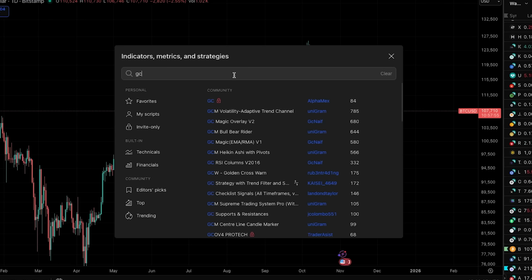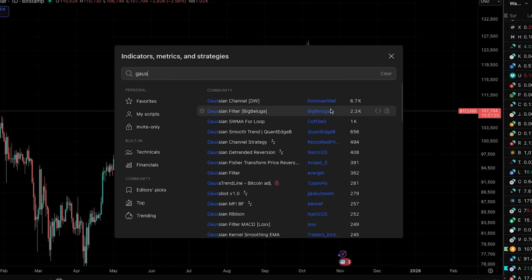And it'll pop up here for you. You're just looking for Gaussian channel. Or if you just want to make it easier, you can type in Gaussian channel. Boom. And it's going to pop up right here for you.